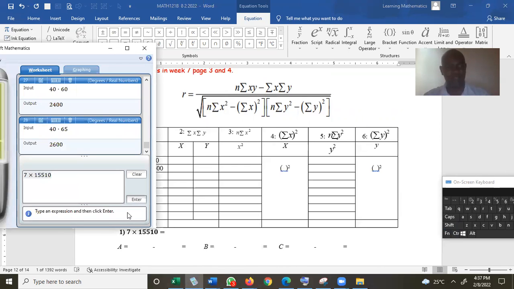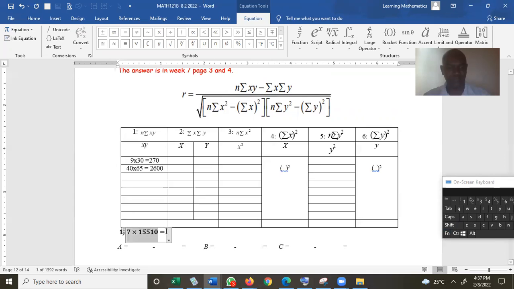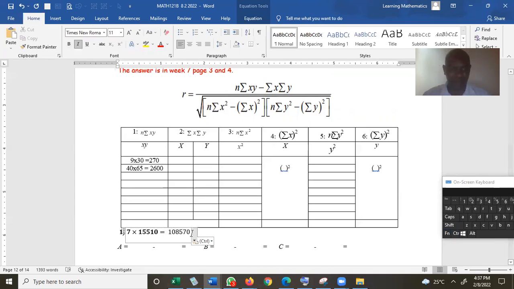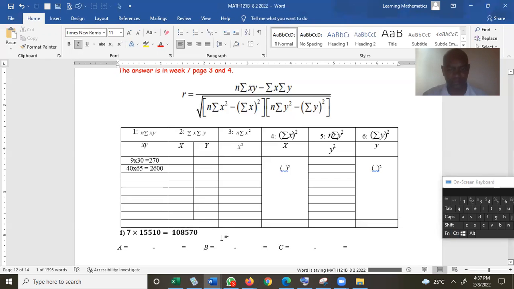Enter. 108,570. Paste. Bam. So it'll hold up. Yes. First number. Enter.